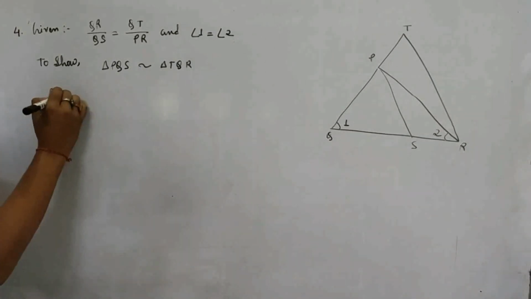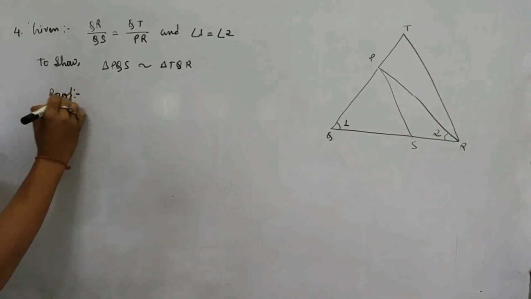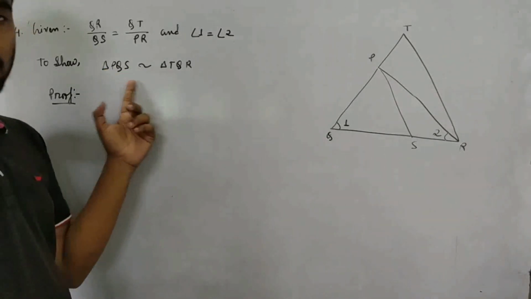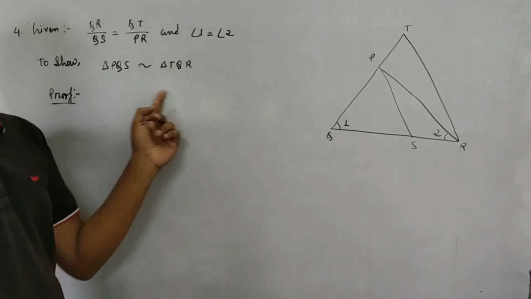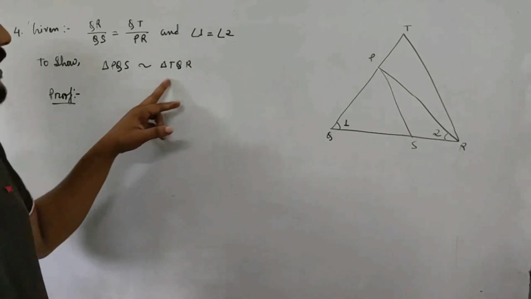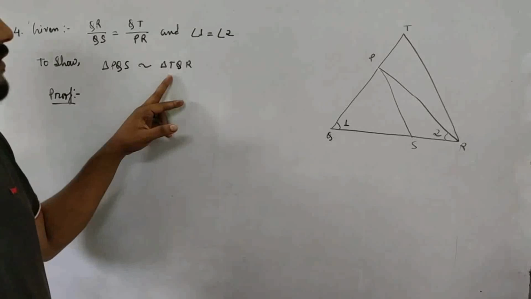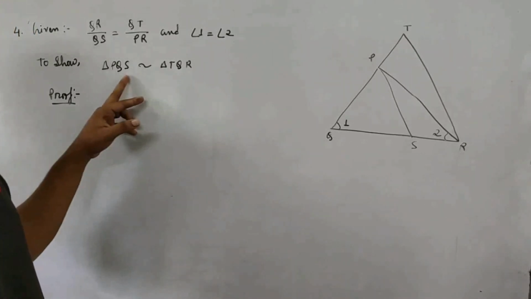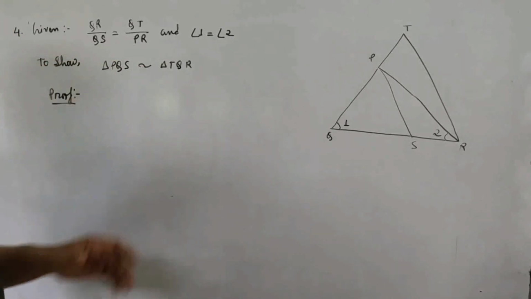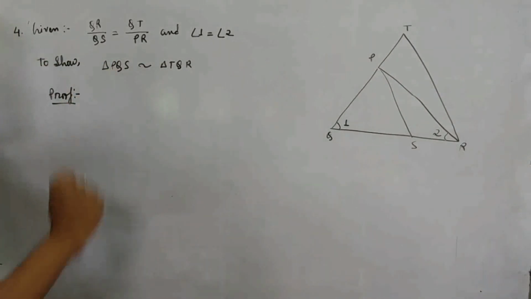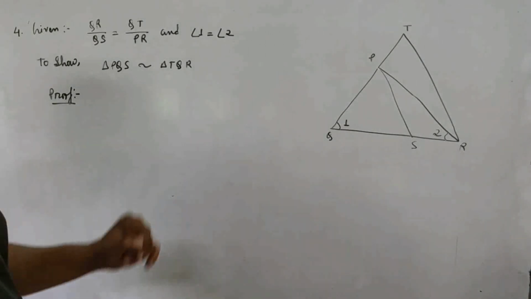So proof. See, I have said in the previous class that if in the question they write similar, then you can use a trick from here. What trick? That angle P will be equal to angle T, angle Q will be equal to angle Q, angle S will be equal to angle R. So I can say that P will be equal to T.